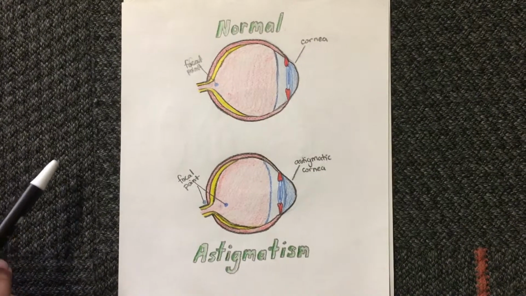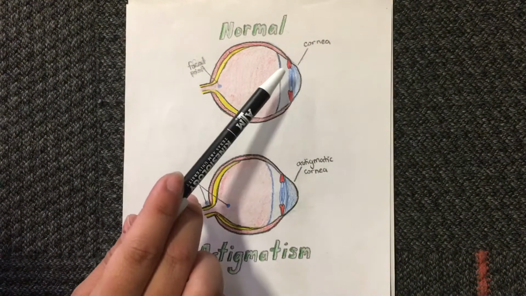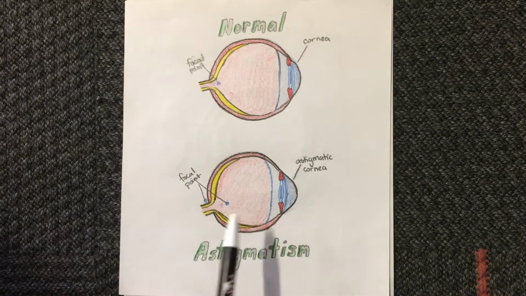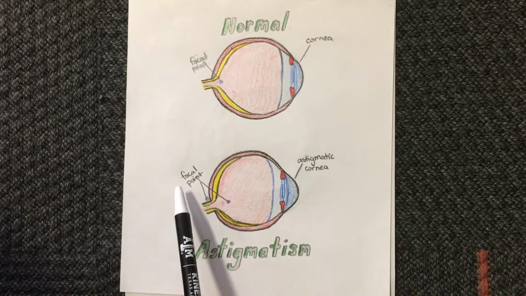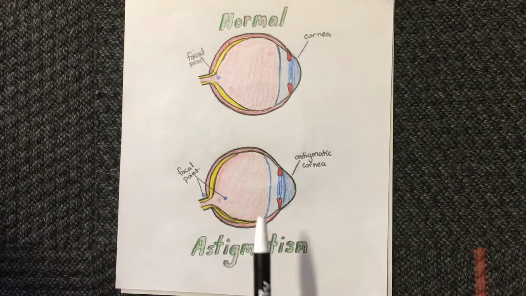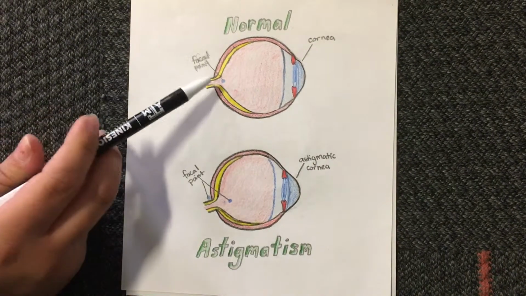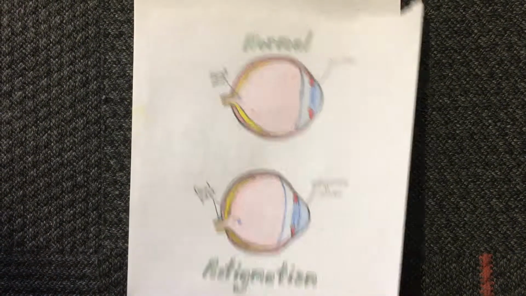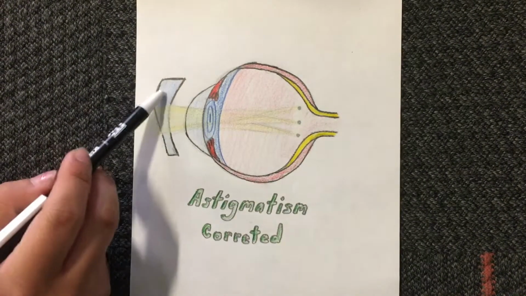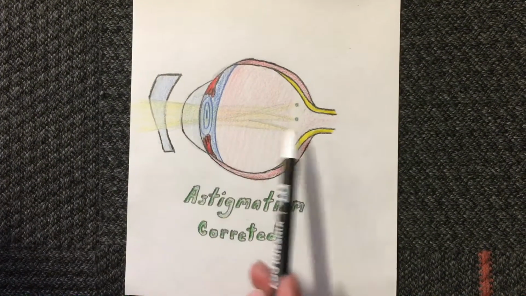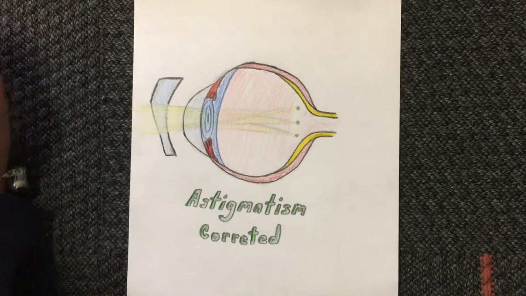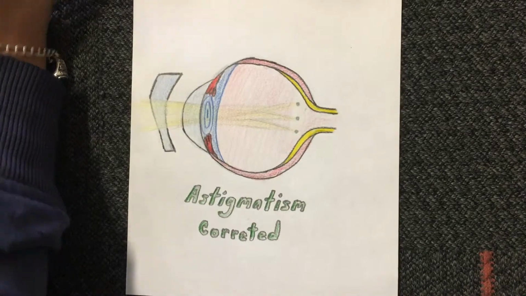When the cornea is not a perfect sphere, it's called astigmatism. This causes the optical image to be refracted irregularly, so that there are various focal points instead of just one. In order to correct this, we use an uneven lens so that all focal points are at the retina.